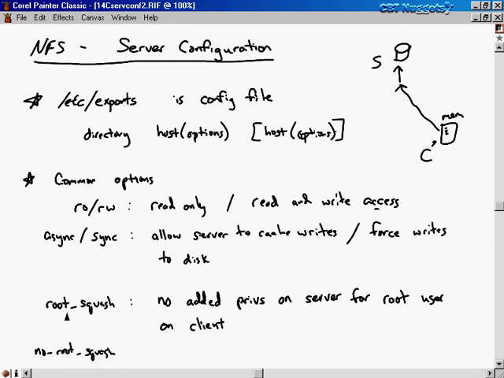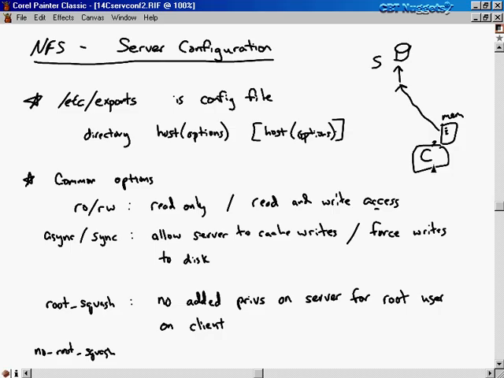Okay, root squash, the default action, says that no added privileges are given on the server machine for a root user on the client machine. Okay, so out here on the client machine, I'm the root user, and I mount this particular directory remotely from the server machine. That does not give me root access to that directory on the server machine. I only have root access to my local directories. I do not get root access automatically to the directories that I mount via NFS.